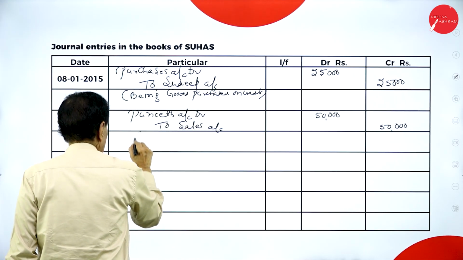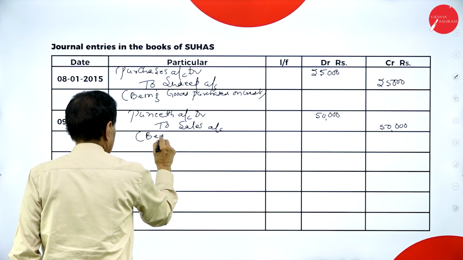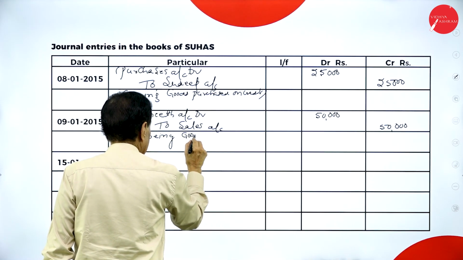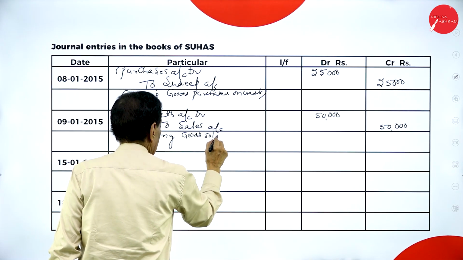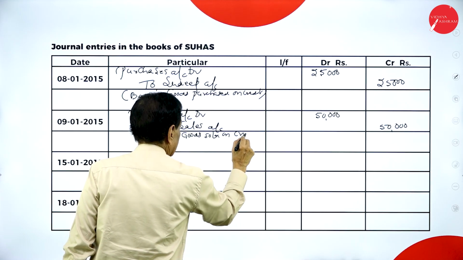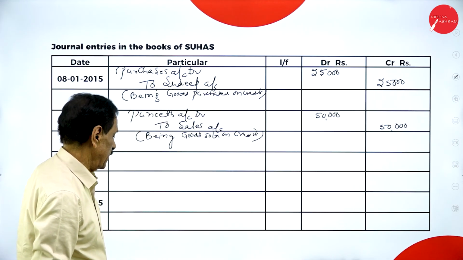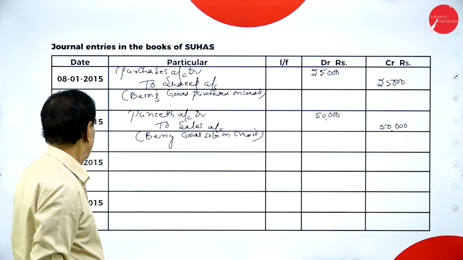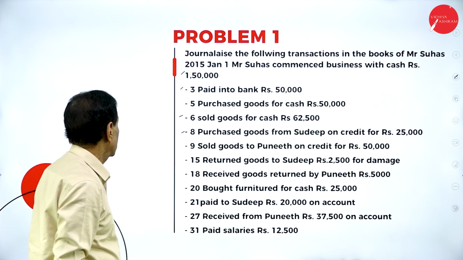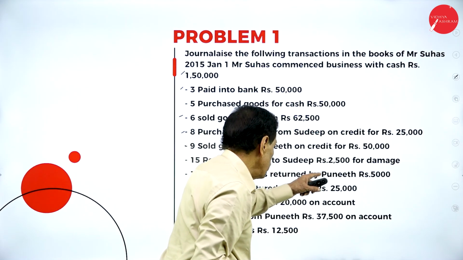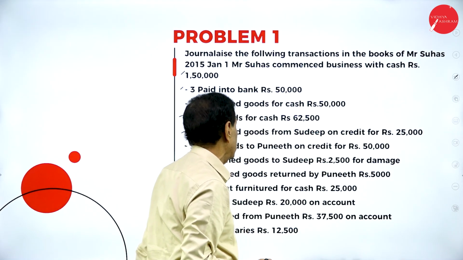Being goods sold on credit. Then on 15th, return goods to Sudeep, rupees 2,500 for damage.